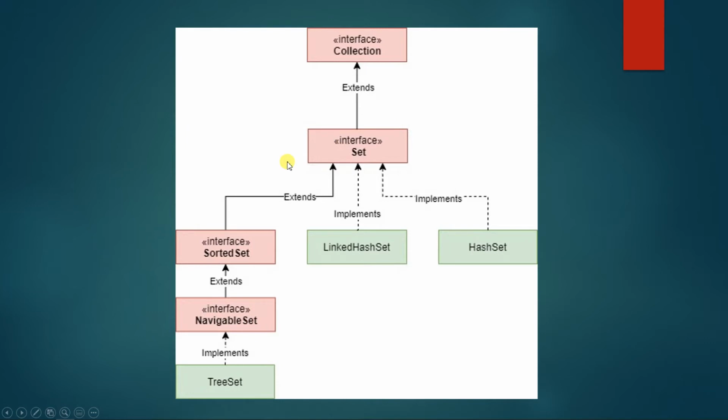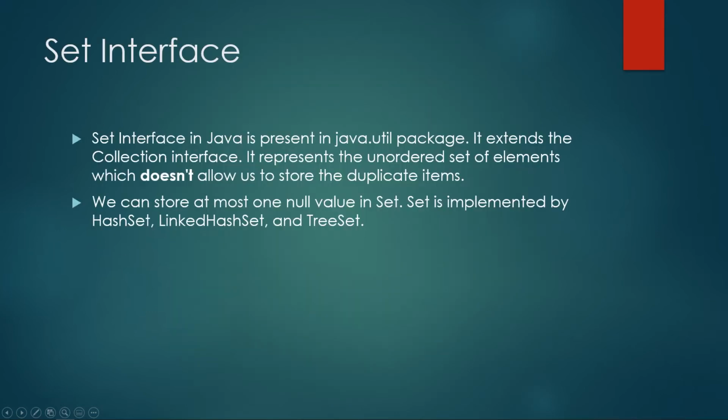Under the set interface, we have the sorted set interface and the navigable set interface. These two interfaces are implemented by the tree set. Also we have the linked hash set and the hash set. The linked hash set and hash set both implement the set interface. So let's start from the set interface.